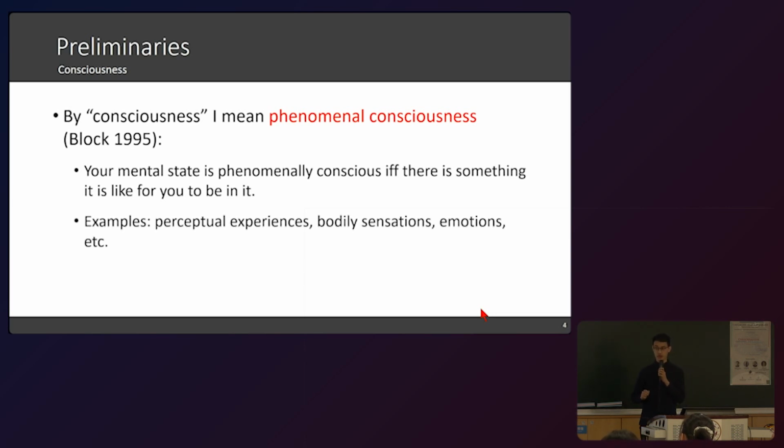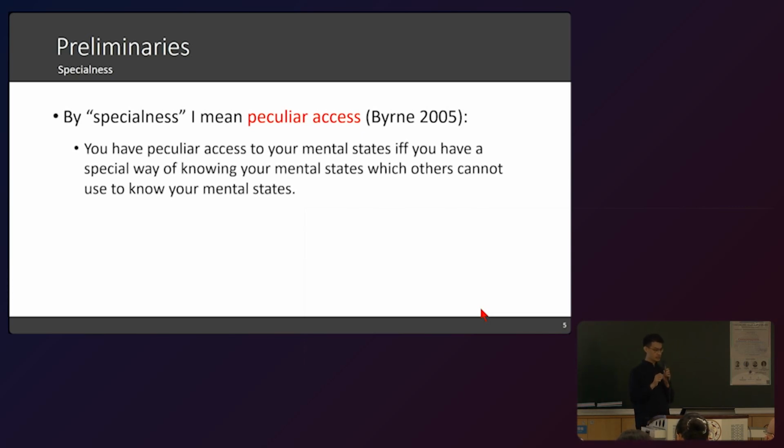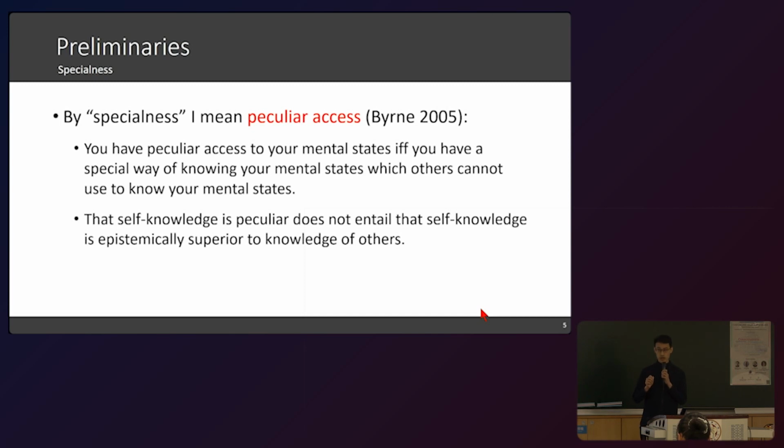Examples of phenomenally conscious states include perceptual experiences, bodily sensations, emotions, and so on. The second clarification is about specialness. By specialness, I mean what Alex Byrne calls peculiar access. Very roughly, you have peculiar access to your mental states just in case you have a special way of knowing your mental states, which others cannot use to know your mental states. Notice that to say that self-knowledge is peculiar in Byrne's sense does not entail that self-knowledge is epistemically superior to knowledge of others.